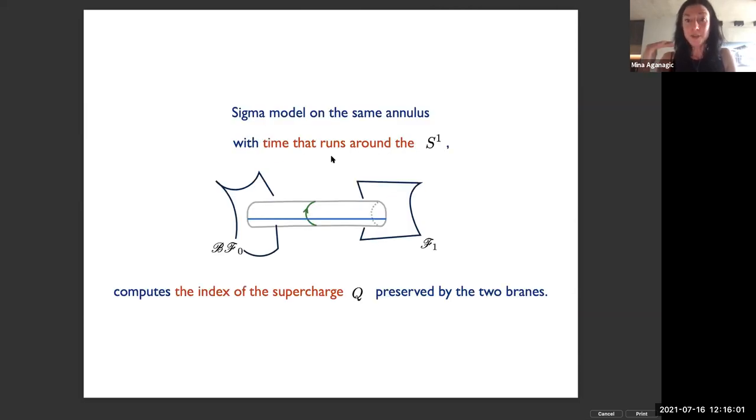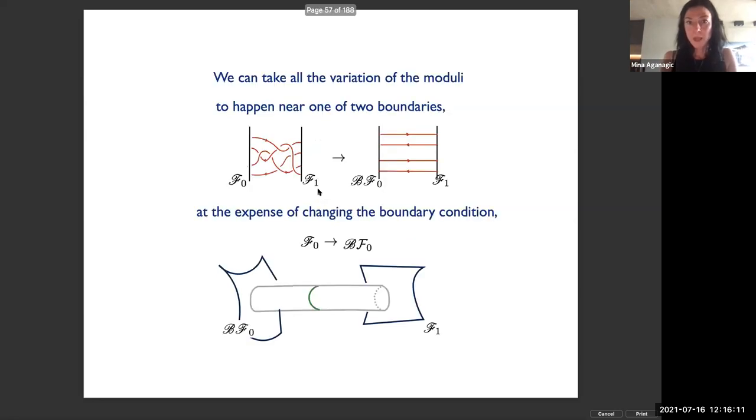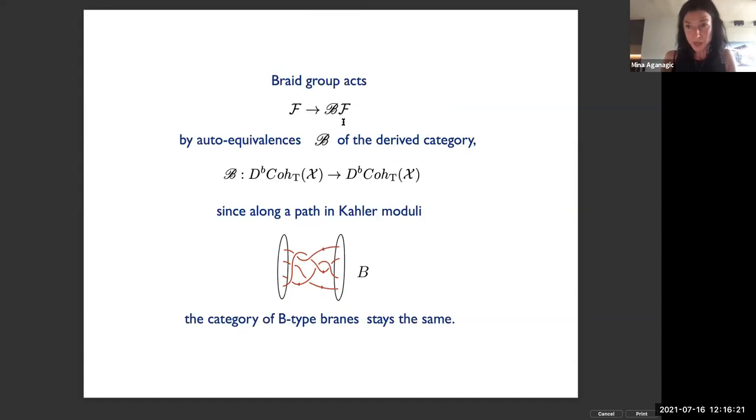The sigma model on the very same annulus, but where now you let the time run around the circle instead, computes the index of the supercharge preserved by the two branes. Now, in fact, here we can take all the variation of moduli to happen near one of the two boundaries, at the expense of changing the boundary condition. The braid group acts by autoequivalences of the derived category because along a path in Kähler moduli, the category of B-type branes stays the same.